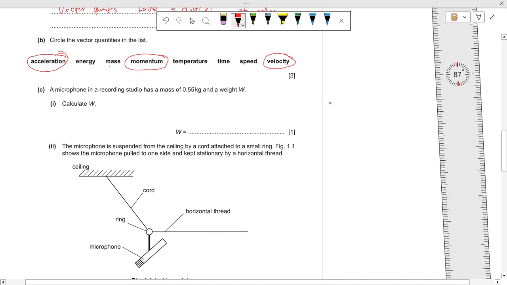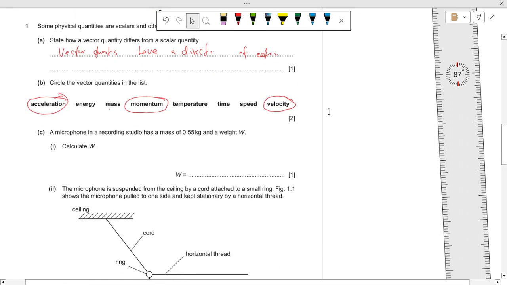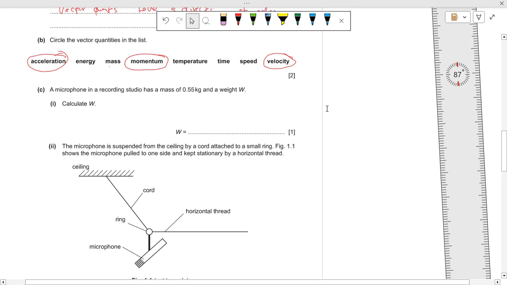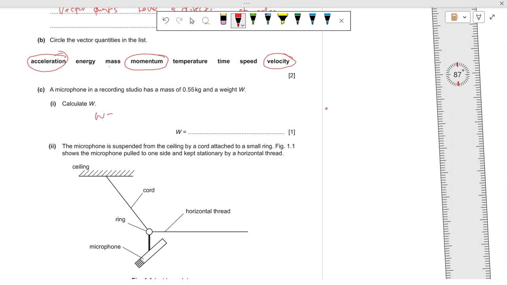Question number 1, part C. A microphone in a recording studio has a mass of 0.55 kg and weight W. Calculate W. W equals mass times gravitational acceleration. Mass is 0.55 kilograms. Gravitational acceleration is 9.8 meters per square second. So W is 5.5 newtons.